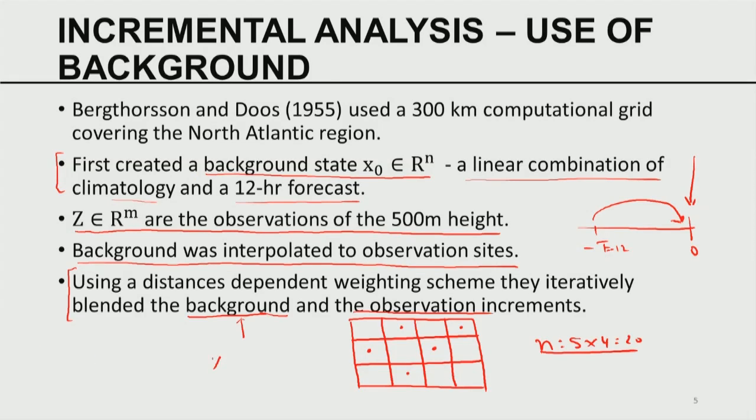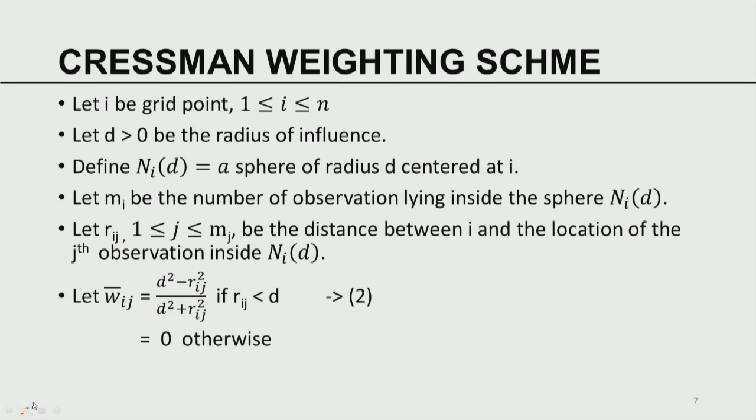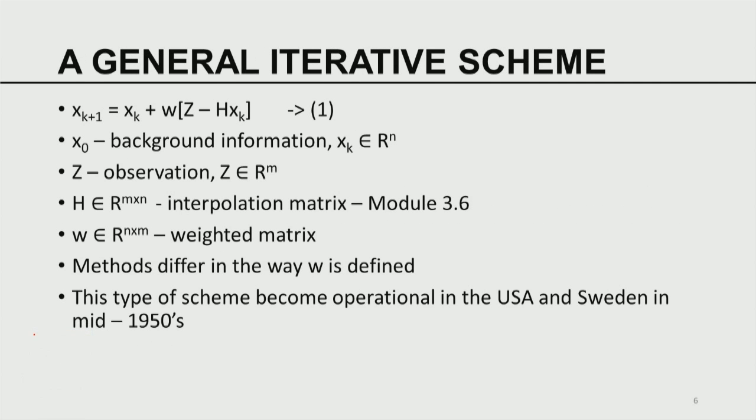So let us assume I have a 20-point computational grid. In this case, x is a 20-dimensional vector, x1 to x20. I can number them 3, 4, 5, all the way up to 20. In this particular case, it is the 500 millibar height, that is the state of the system that is being operated on. So let x naught be a vector on this grid of size 20 that represents the background information. What is this background information? This background information x naught belongs to R^n, so n in this example is 20.